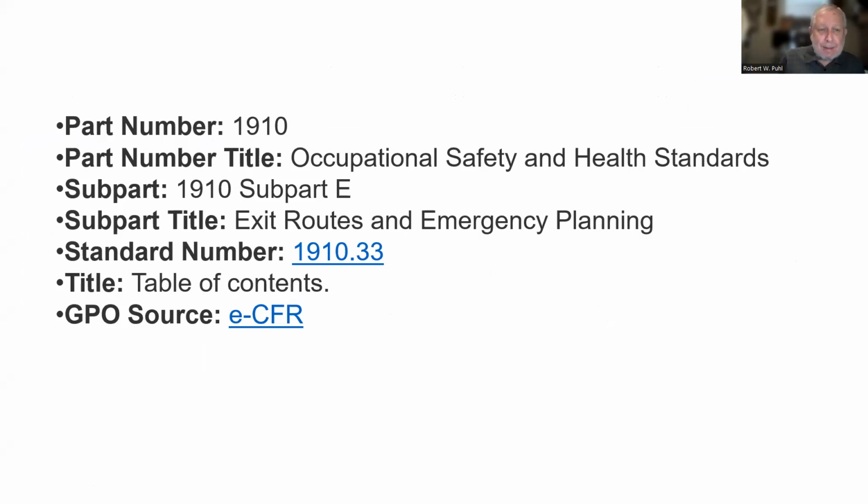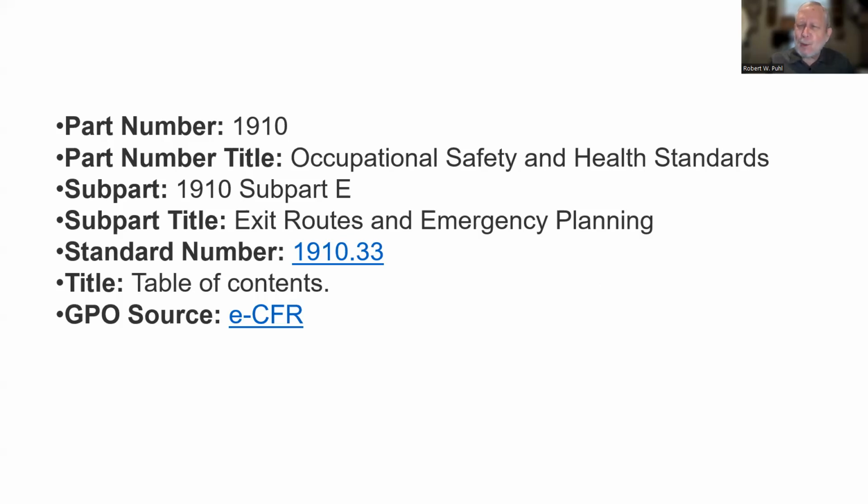And this is part number 1910. We know that. Occupational Safety and Health Standards. We know that. And this is subpart 1910, subpart E. So I got subparts of subparts. Okay. Title of exit routes and emergency planning. The standard number is 1910.33.